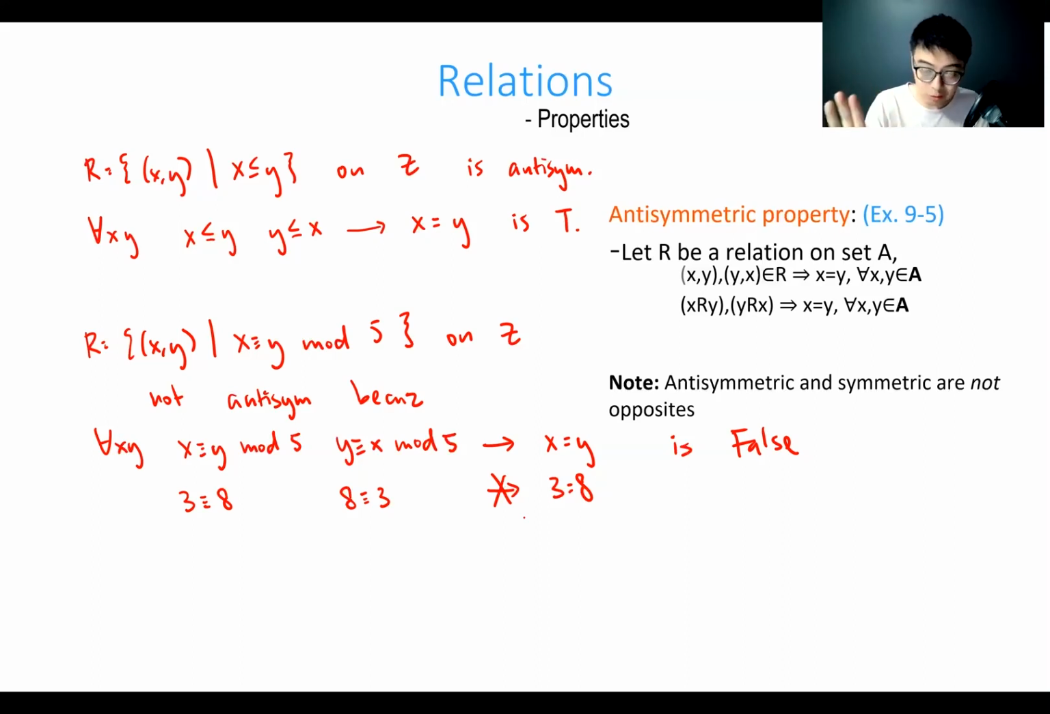That's the rule. So another way to look at that is that if you have a relationship going one way, you better not have a relationship going the other way. So if you have (x, y), you better not have (y, x). That's basically the English definition of antisymmetric.